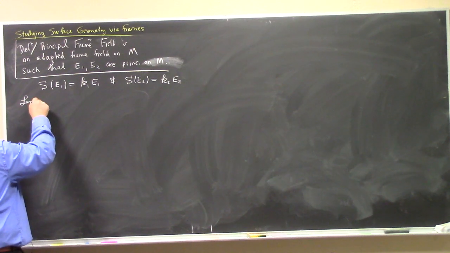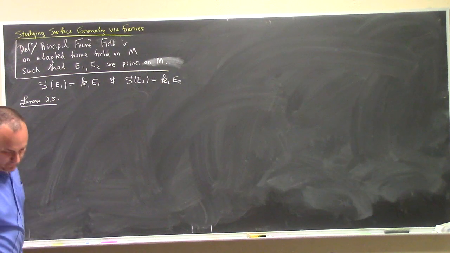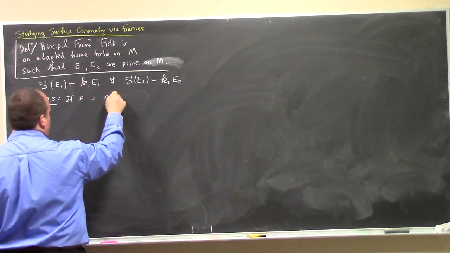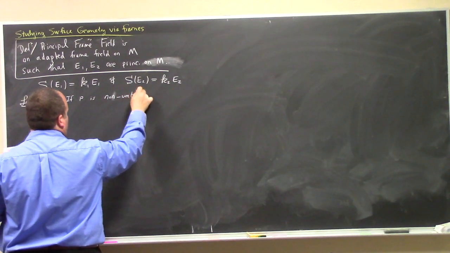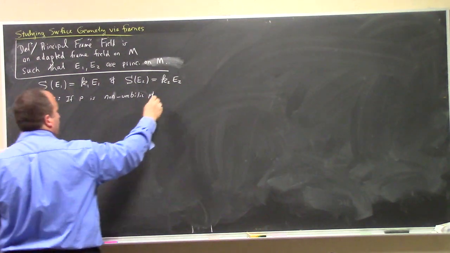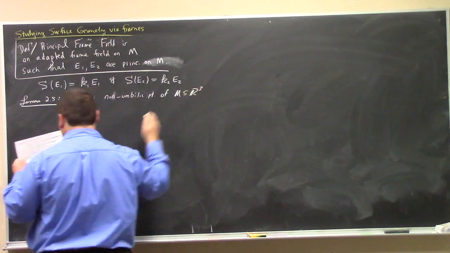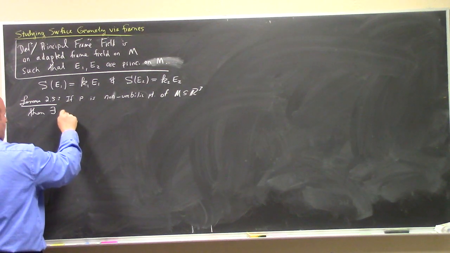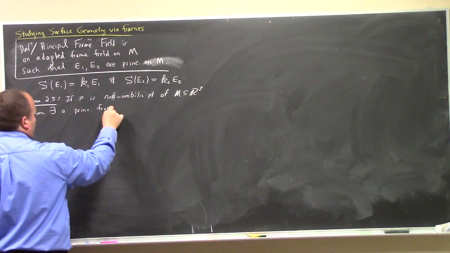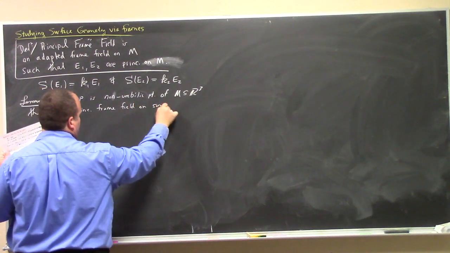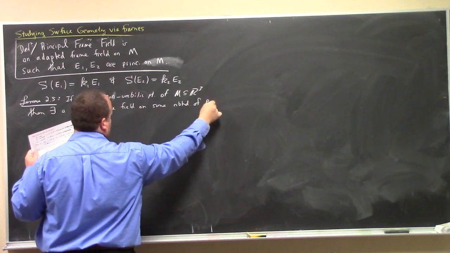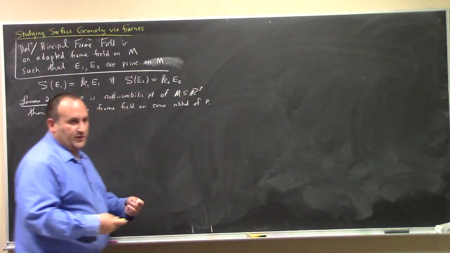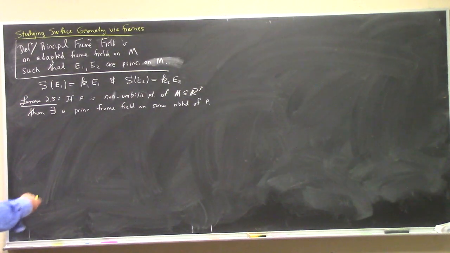Lemma 2.5. If P is a non-umbilic point of M, what's that mean? What's an umbilic point? Then there exists a principal frame field on some neighborhood of P. So I'll remind you, an umbilic point is one in which the principal curvature function is constant in all directions, like K of U is constant in all directions.